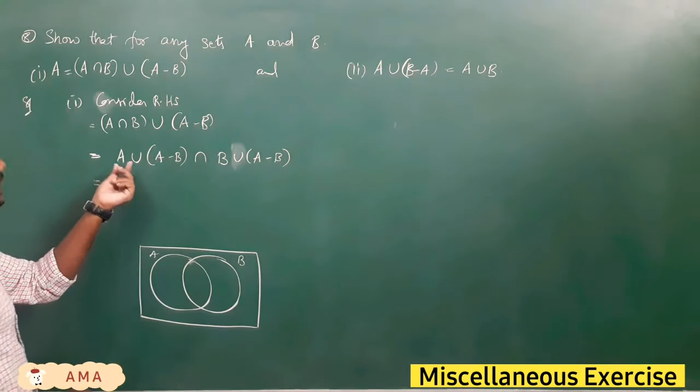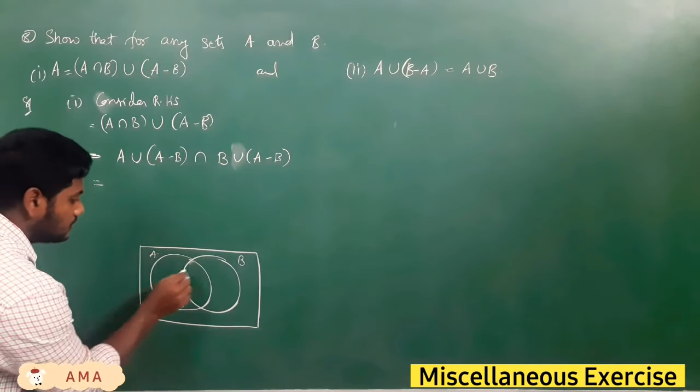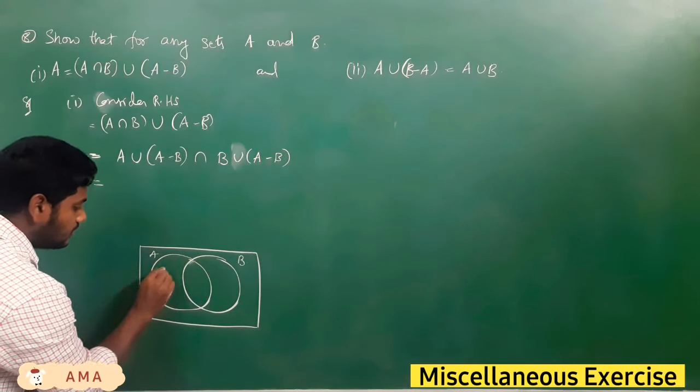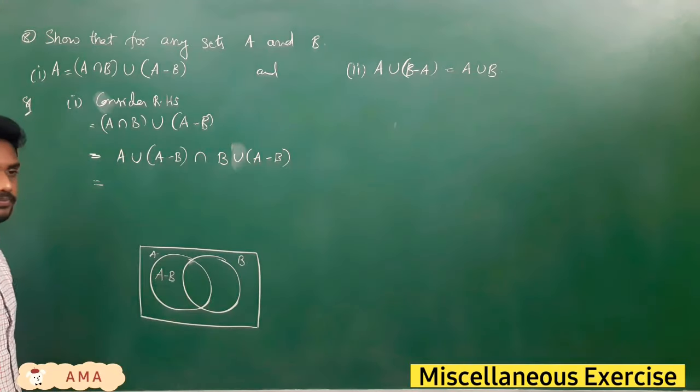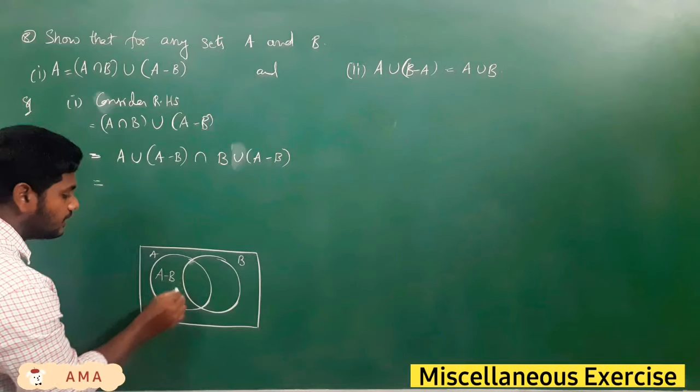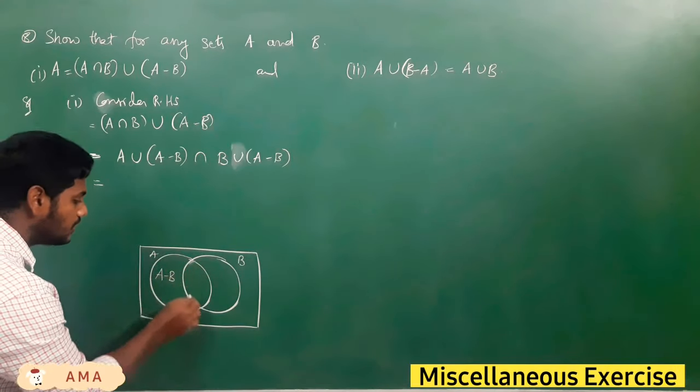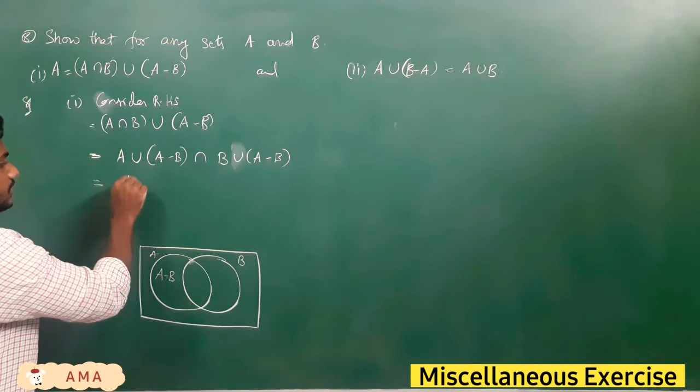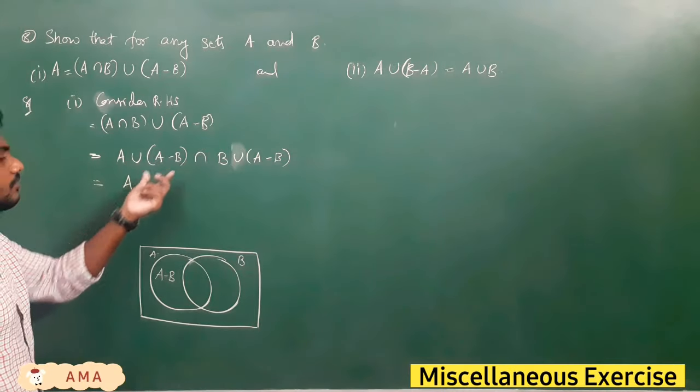Now, A union of A minus B. This first circle is A. In that, this part is A minus B, but this total is A. So A union A minus B, what will we get? A only.